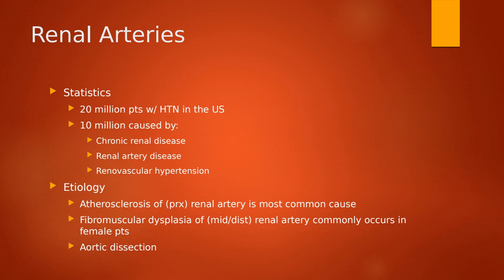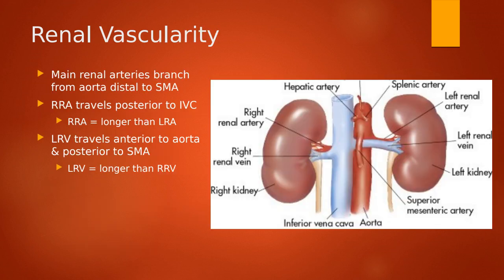And then also anyone with an aortic dissection. So anytime we have the aorta literally being sliced in half from that dissection, we're not going to have normal supply of that arterial blood to the kidneys, and it's going to result in hypertension because of it.